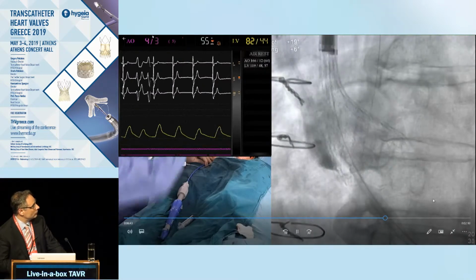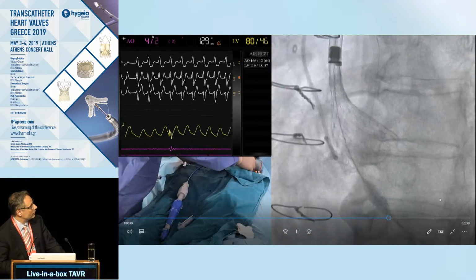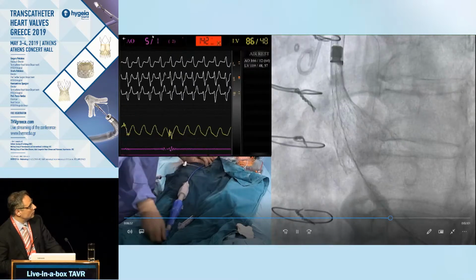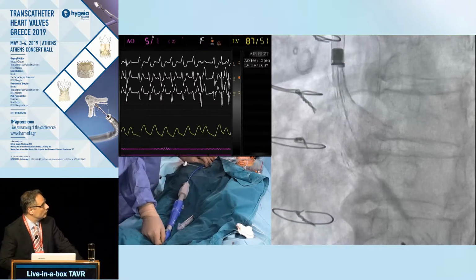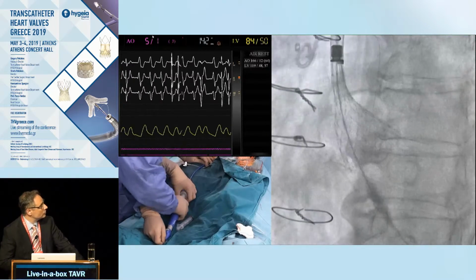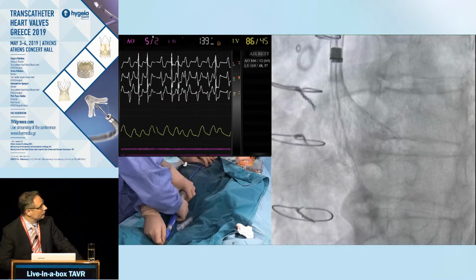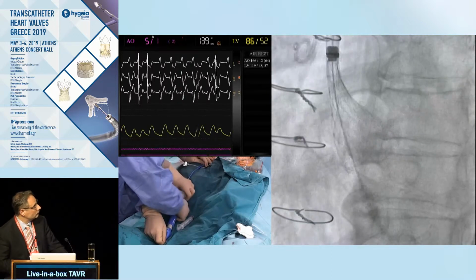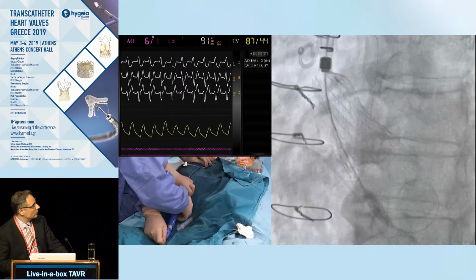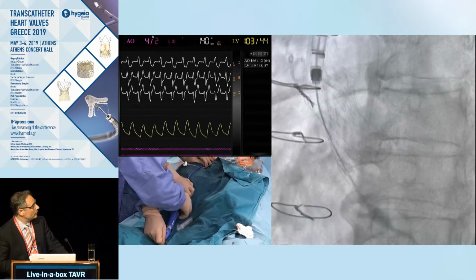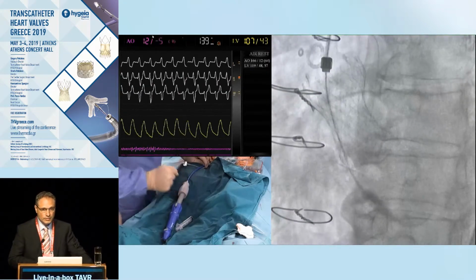And then, according to this hemodynamic behavior and the aortography revealing no severe, no moderate AI, we decided to release the valve. When we do this step, we're trying to release the tension. And here is the final deployment. Always after the deployment of a valve, we check the hemodynamic behavior.